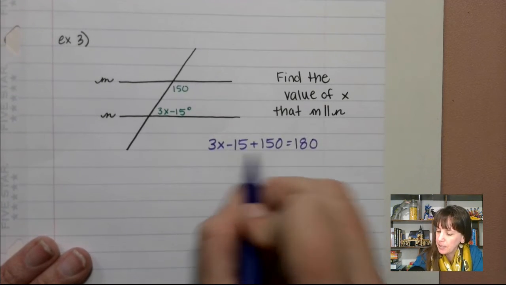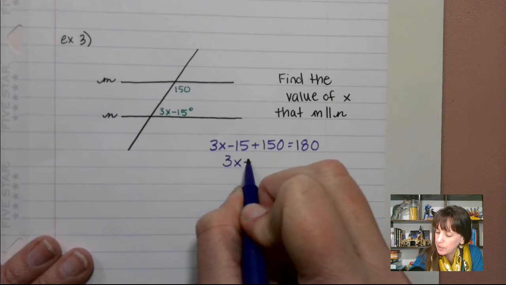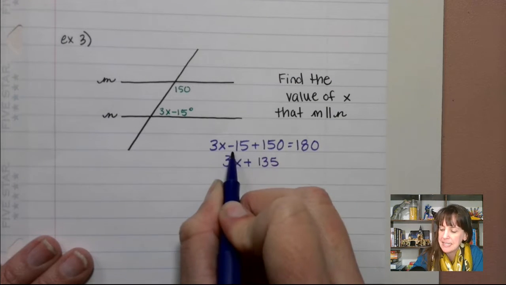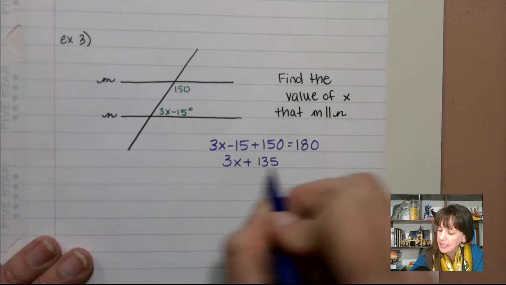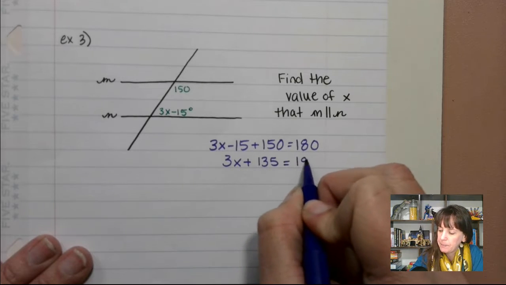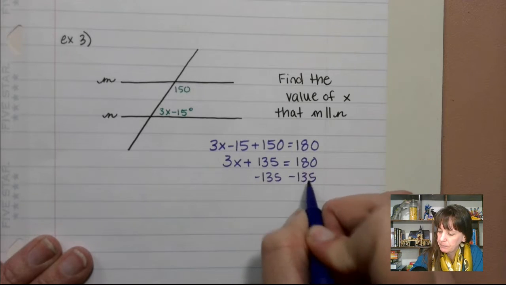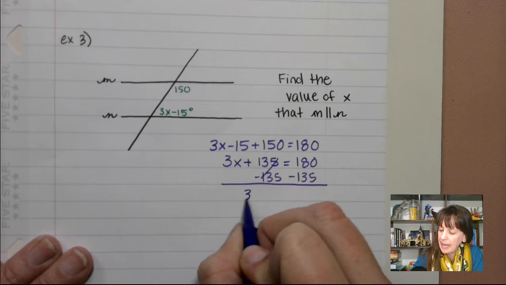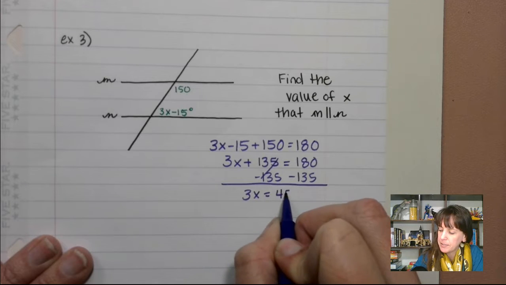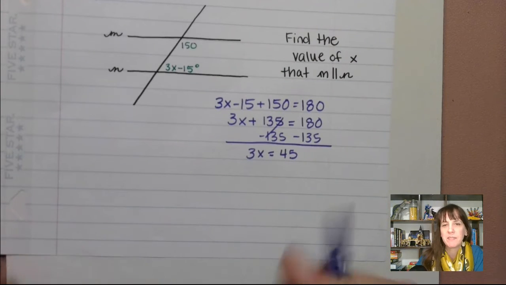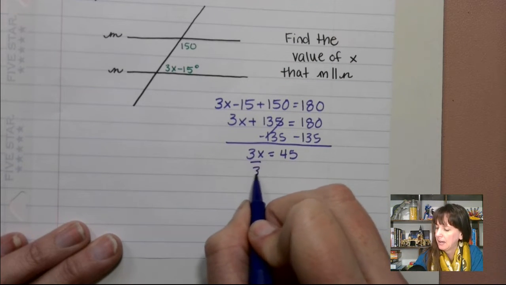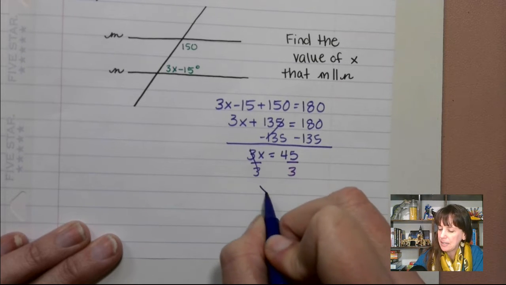Okay, so if we combine these guys here, we get 3x plus 135, because negative 15 plus 150 gives me positive 135, equals 180. Subtract 135 from both sides, we get 3x equals 45. Divide both sides by 3, we get x equals 15.